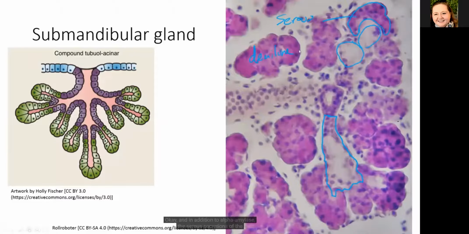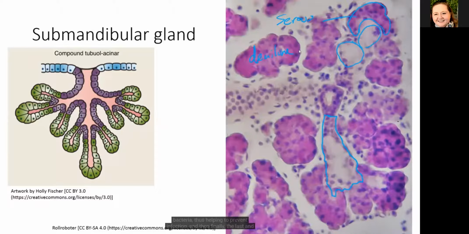And in addition to alpha amylase, the serous secretions of the submandibular gland also contain lysozyme. Lysozyme is an enzyme that's found in exocrine secretions, particularly in saliva and in tears, and it has antibacterial properties. It actually breaks down the cell wall of bacteria, thus helping to prevent infection.